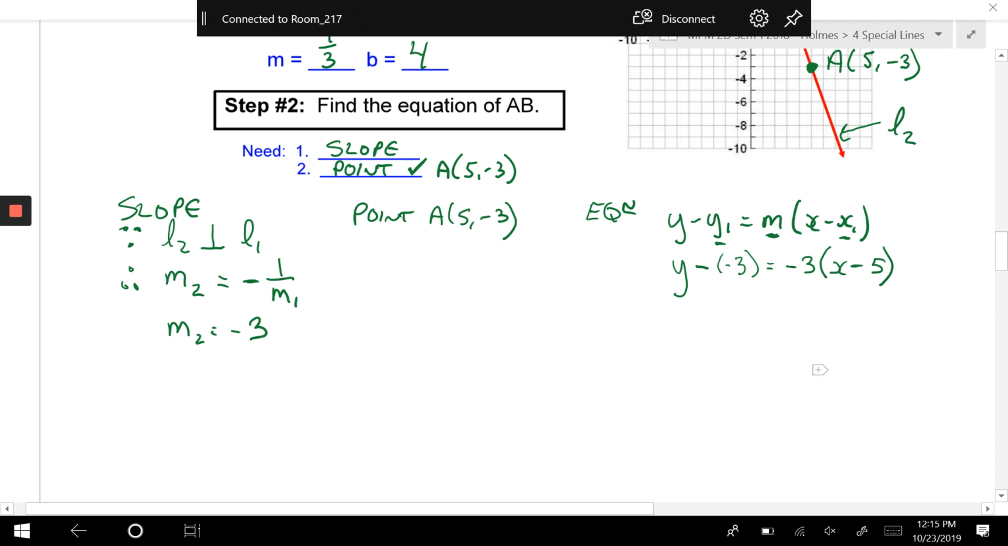Y subtract negative 3 becomes positive 3. Angus, what am I going to do here when I've got negative 3 times x minus 5? Great, I'm going to distribute that, giving me negative 3x, negative 3 times negative 5 is plus 15. And finally, to isolate y, I subtract 3 from both sides.